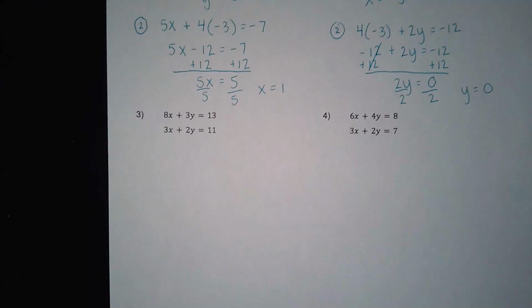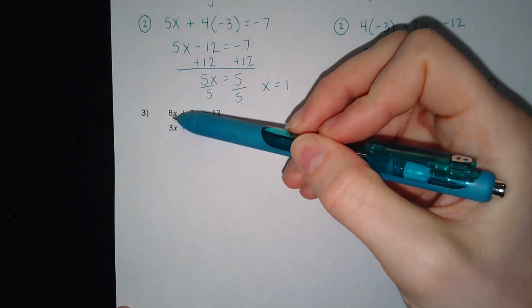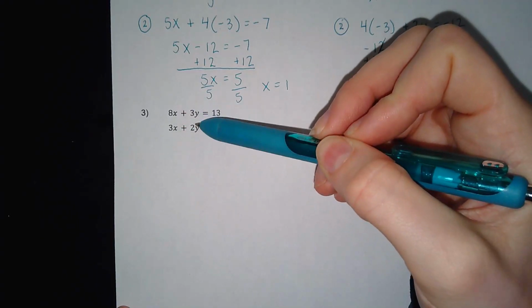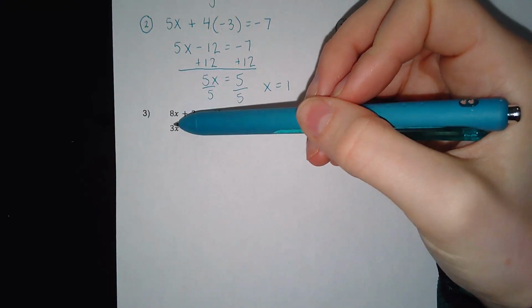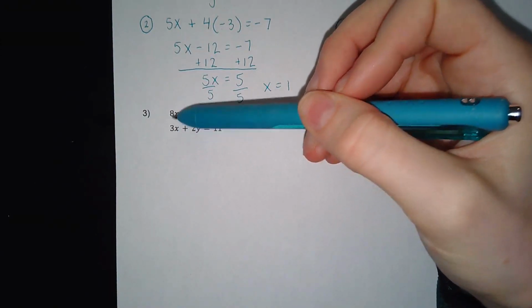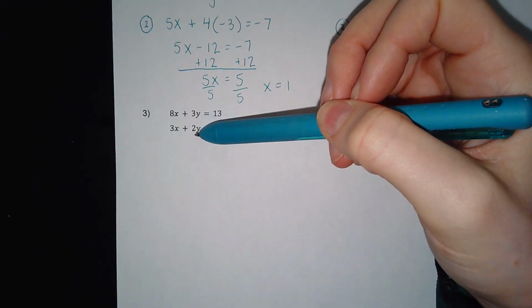Now, if we take a look at number 3, what I notice is I don't have the same number in front of the x's, and I don't have the same number in front of the y's. So what we're going to have to do is create the same number. To create the same number, we're going to multiply. So what I want to think about is what could I turn both 8 and 3 into? Or what could I turn both 3 and 2 into? You could do either one.